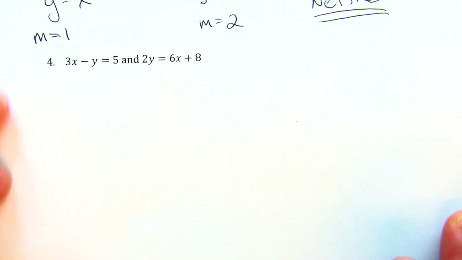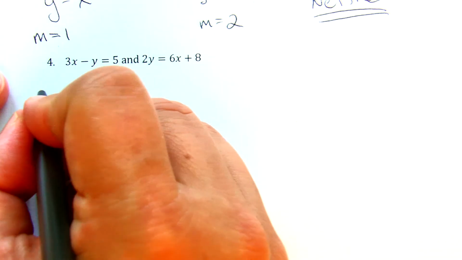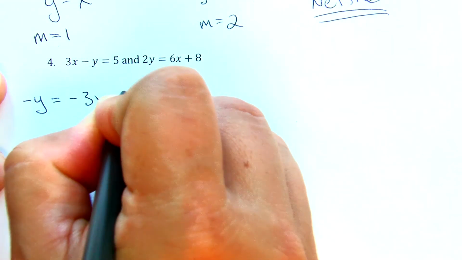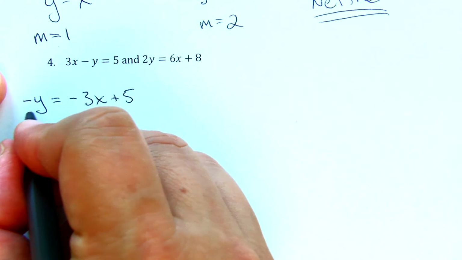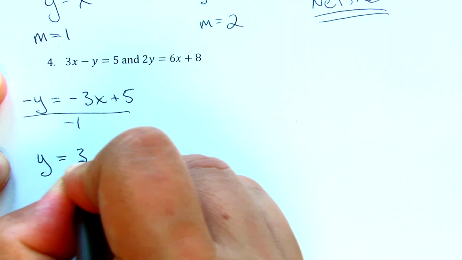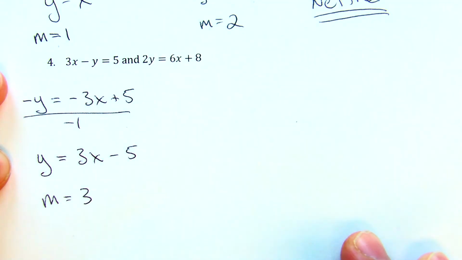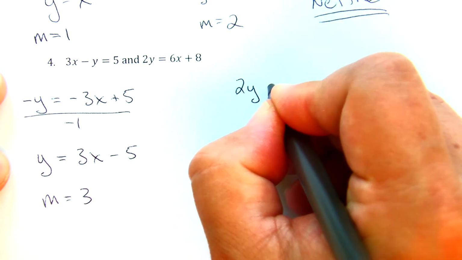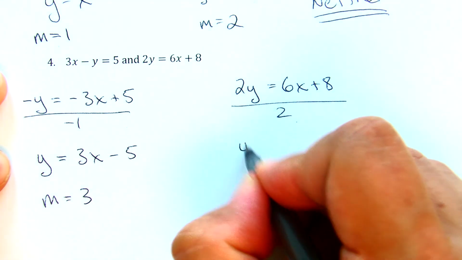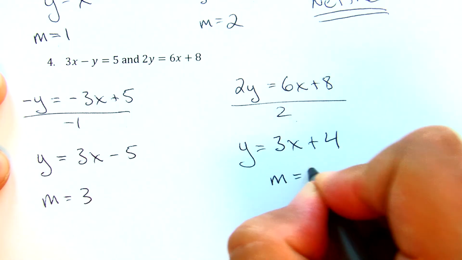All right, last example: 3x minus y equals 5, and 2y equals 6x plus 8. So we'll get negative y equals negative 3x plus 5. And divide by negative 1, or multiply by negative 1, same deal. y equals 3x minus 5, so my slope in this case is 3. Over here, 2y equals 6x plus 8. I'm going to divide everything by 2, and I get y equals 3x plus 4. So my slope here is 3.